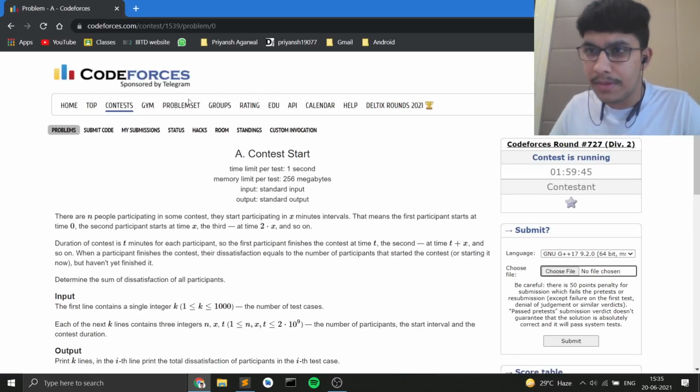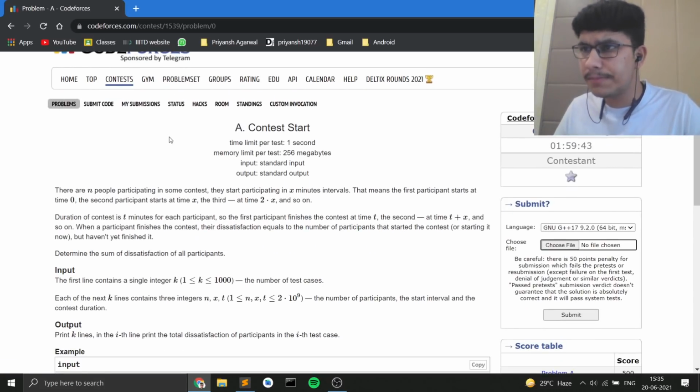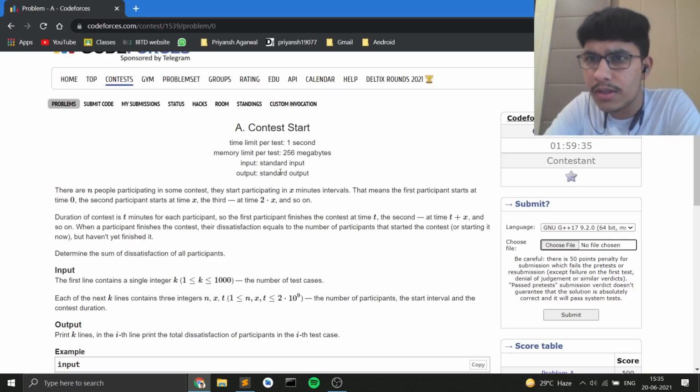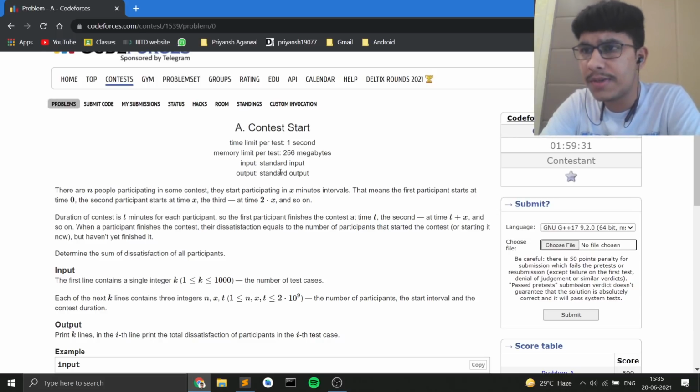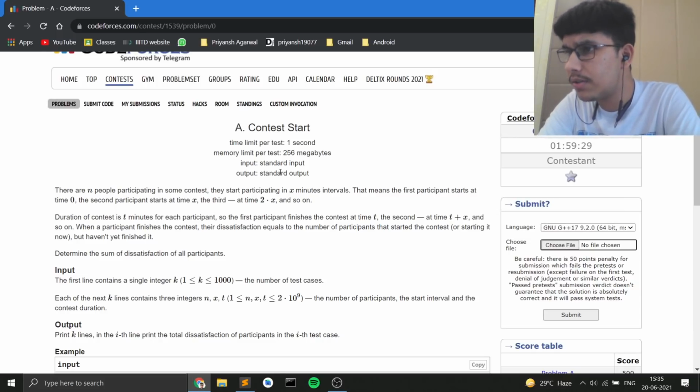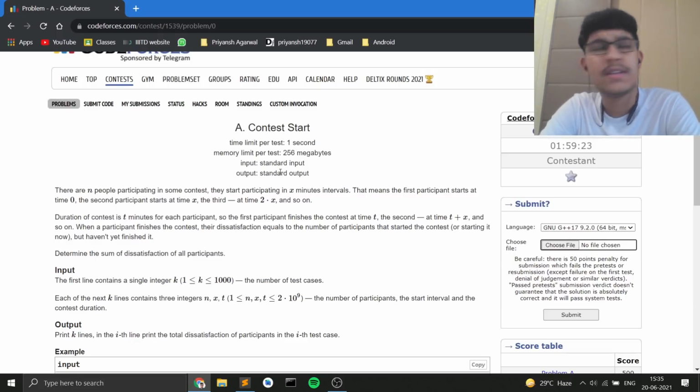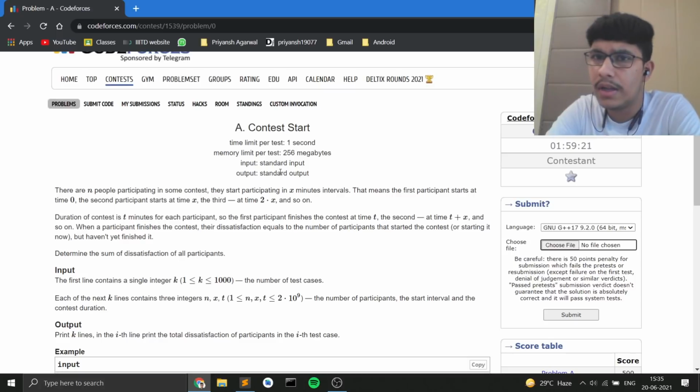Problem A, there are n people participating in some contest. They start participating in x minutes intervals. That means the first participant starts at 0. During a contest, the duration of a contest is t minutes for each participant. So the first participant finishes the contest at time t. The second at time t plus x, and so on.